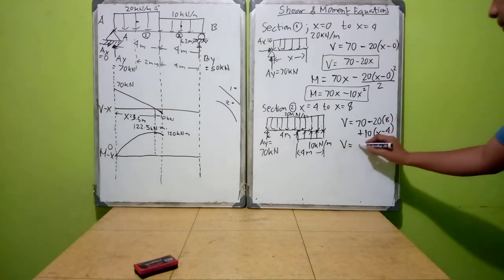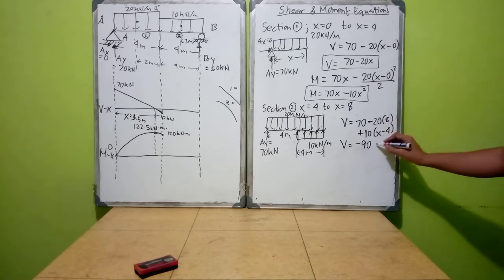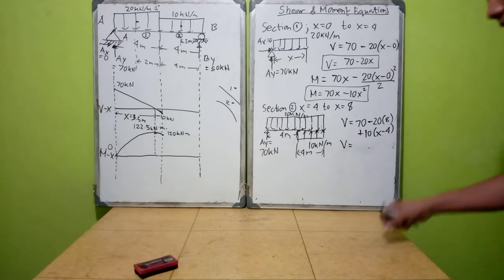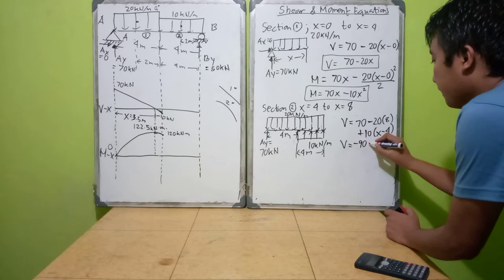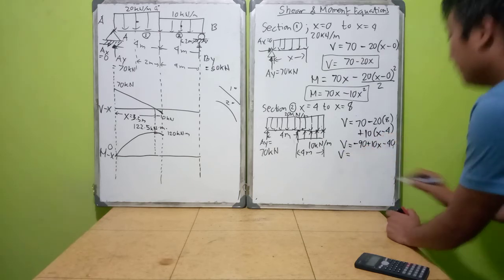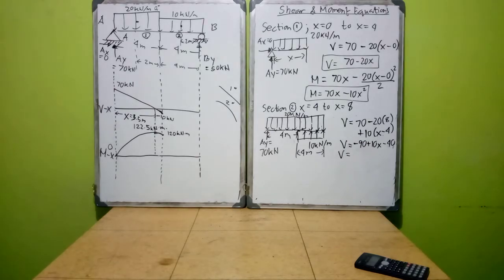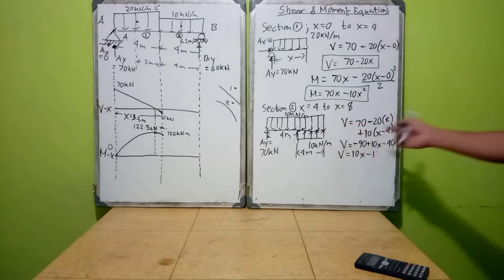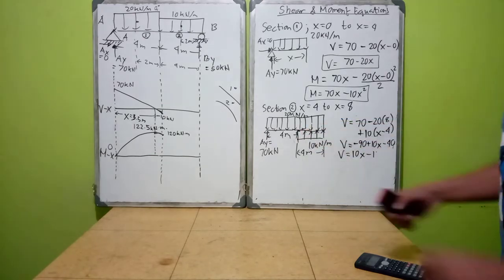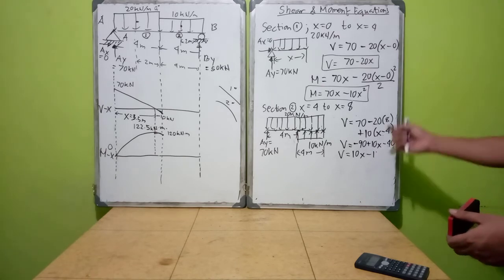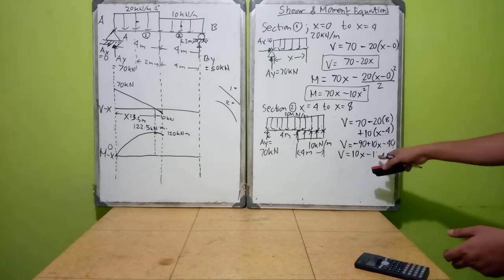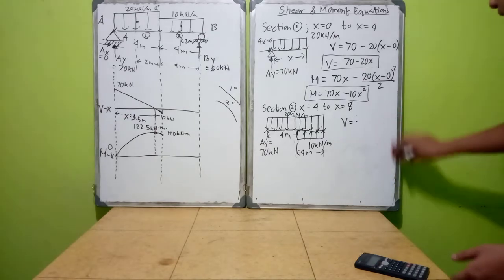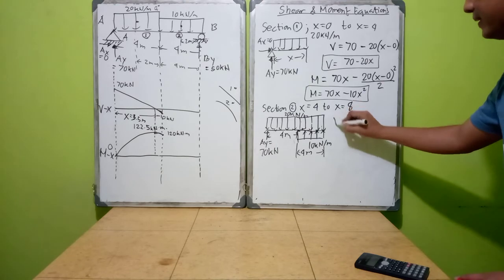So we have negative 90 plus 10x minus 40. Okay, 10x. Sorry. So we end up at 0. So we need to be careful, we might get the wrong answer. Since we start at x equals 4, okay, I'm sorry. So let's check. Let's start again because I have an erroneous solution.